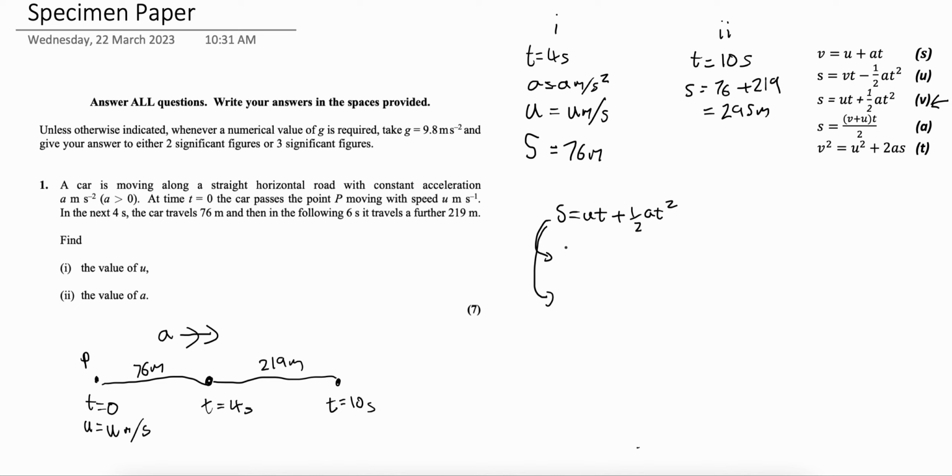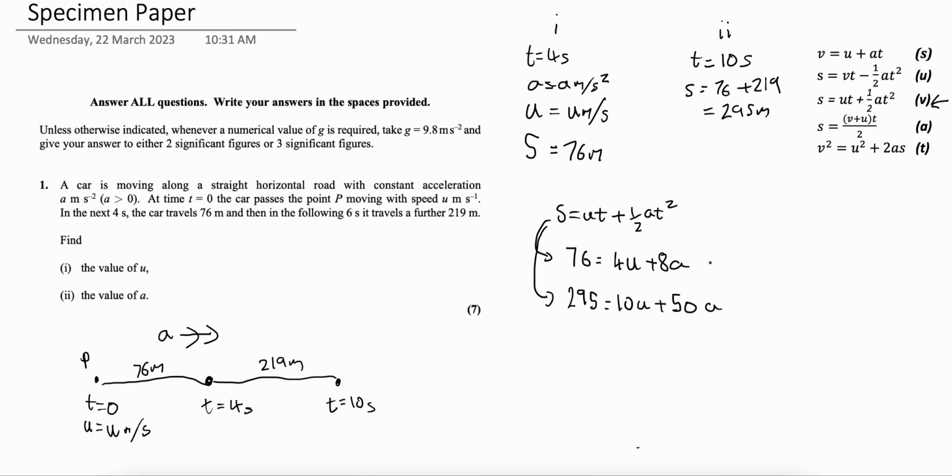So s is 76 meters. t is 4, so that's going to be 4u. And t squared is 16, so half of 16 is 8, so plus 8a. Doing the same for the second stage, total distance is 295. Time is 10, so 10u. And a half of 10 squared will be a half of 100, which is 50a.